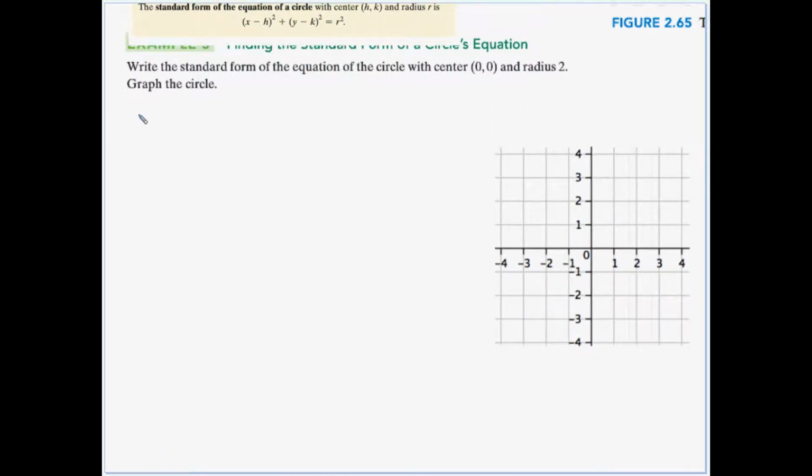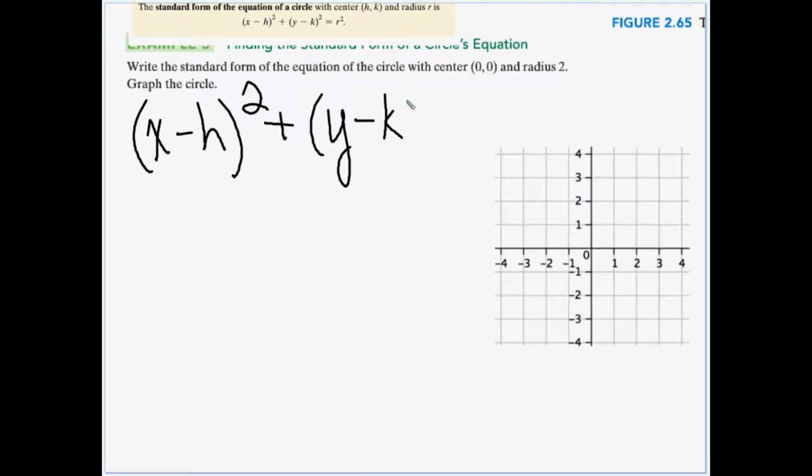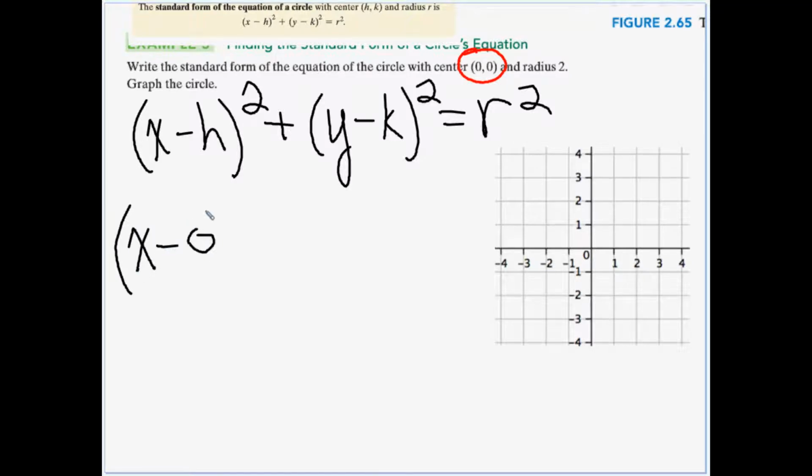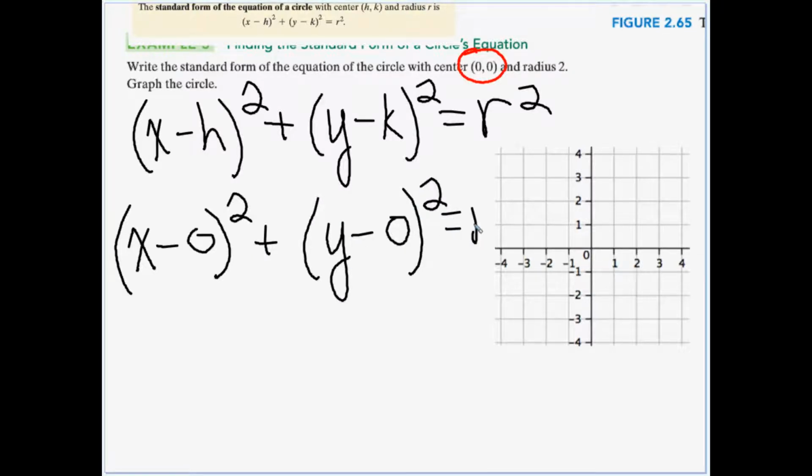So first, because the equation's new here, let me just copy it. (x - h) quantity squared plus (y - k) quantity squared is equal to the radius squared. Now again, the h and the k are the center of the circle. Here is the given h and k. Our circle is centered at (0, 0). So this is going to be (x - 0) quantity squared plus (y - 0) squared equals r squared.